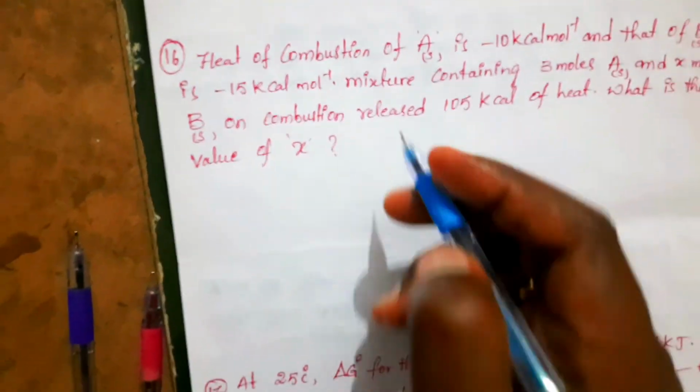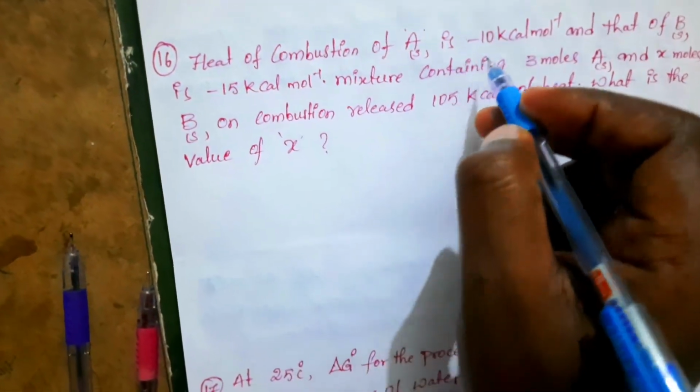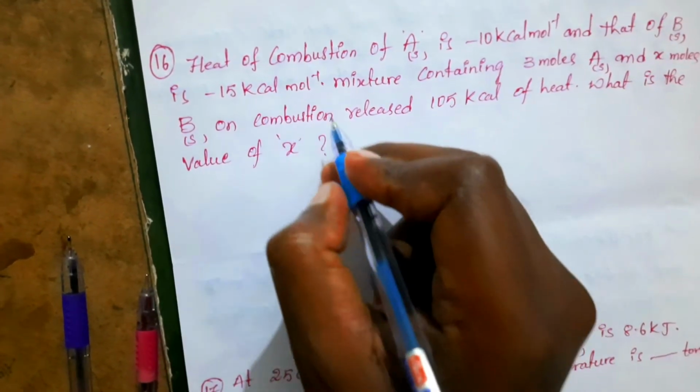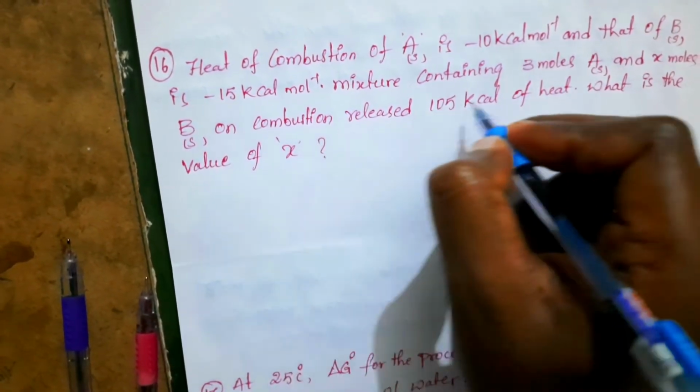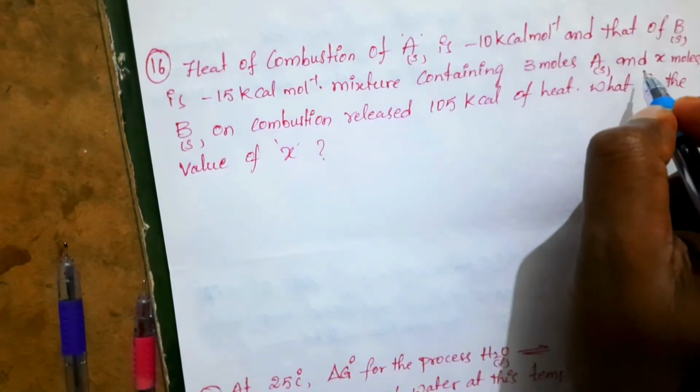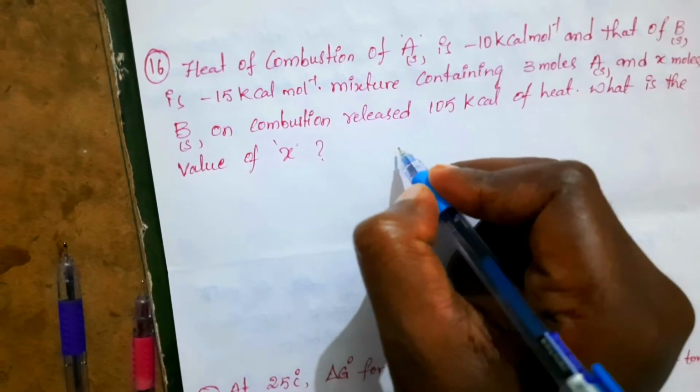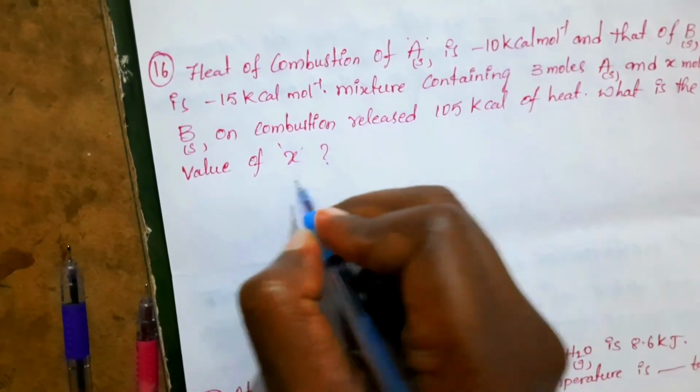Next question: heat of combustion of A is minus 10 kilocalorie per mole and that of B is minus 15 kilocalorie per mole. A mixture containing 3 moles of A and X moles of B on combustion released 105 kilocalorie of heat. What is the value of X?